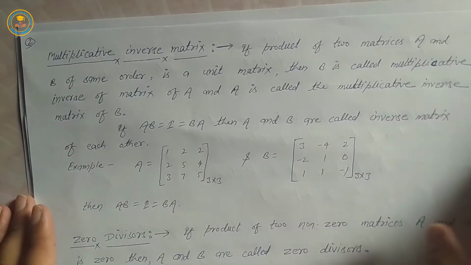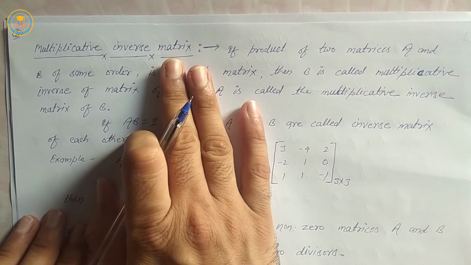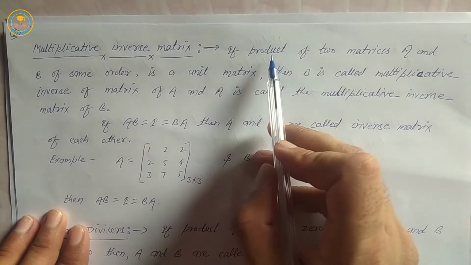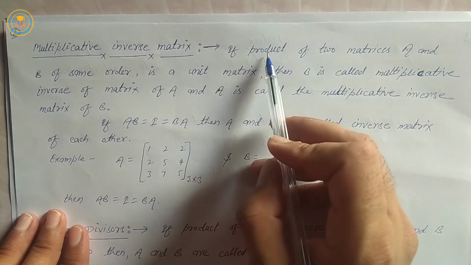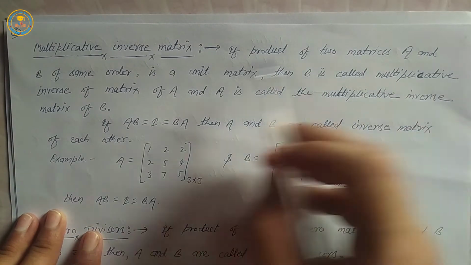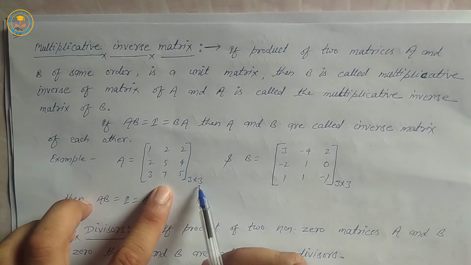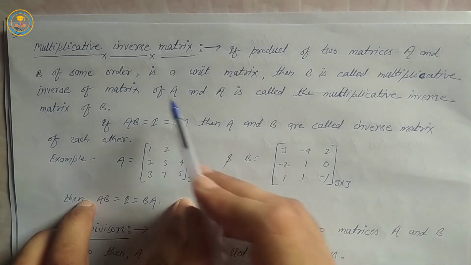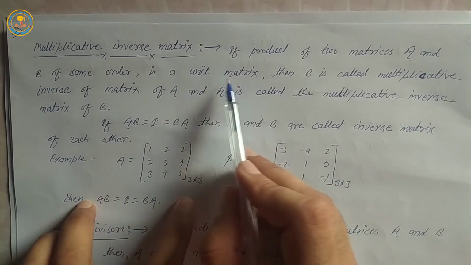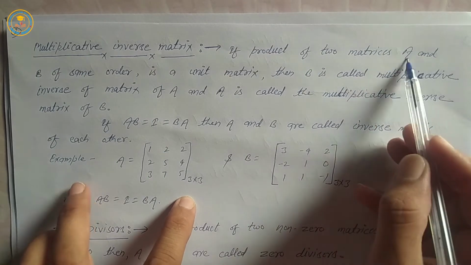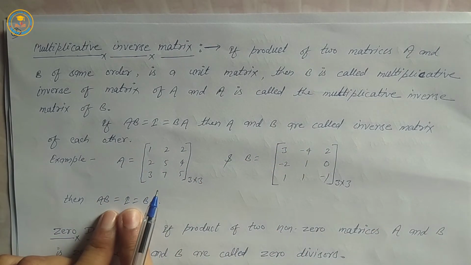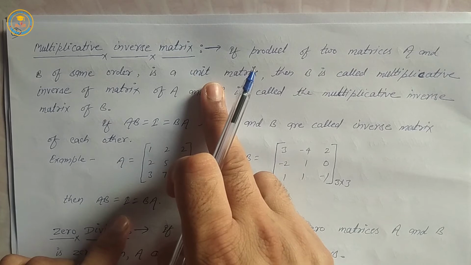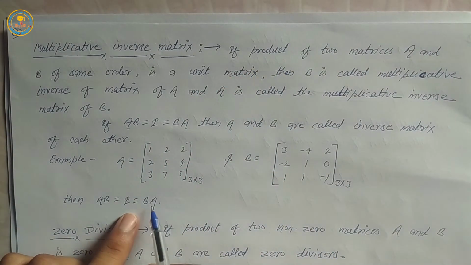Next, multiplicative inverse matrix. If the product of two matrices A and B of the same order, matrix A 3 by 3 and matrix B 3 by 3, is a unit matrix, it means A into B is equal to I, the identity or unity matrix.